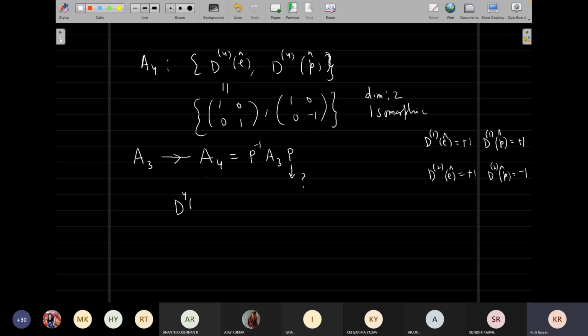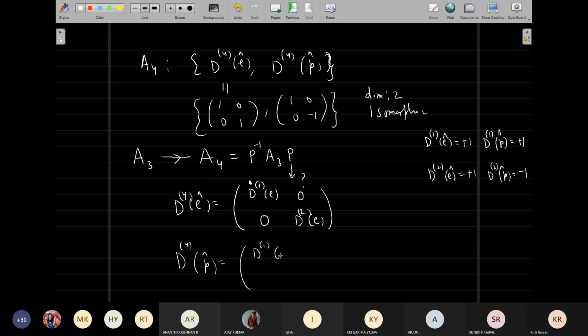So let's just look into this D4E. I can write down my D4E operator. Look carefully: D1E, 0, 0 and D2E, and I can write my D4P, and I will tell you what I am doing. D1E, 0, 0.